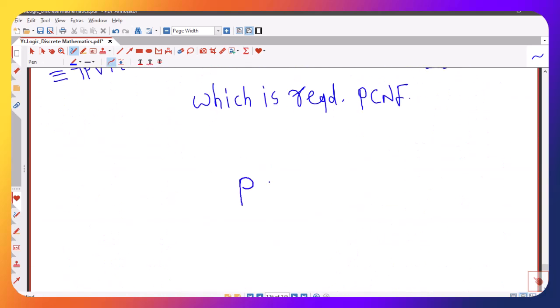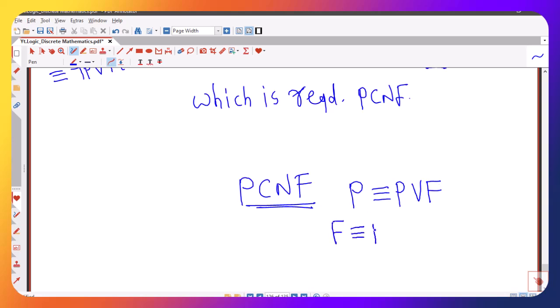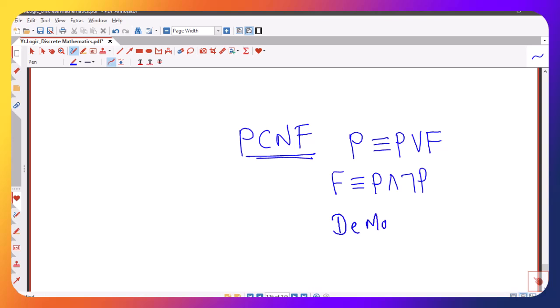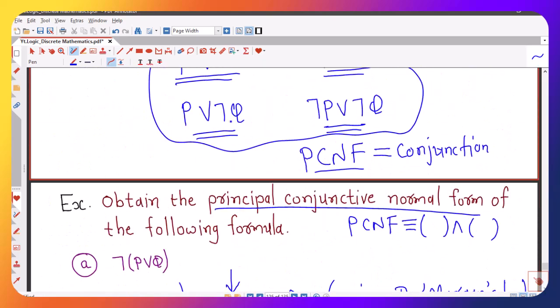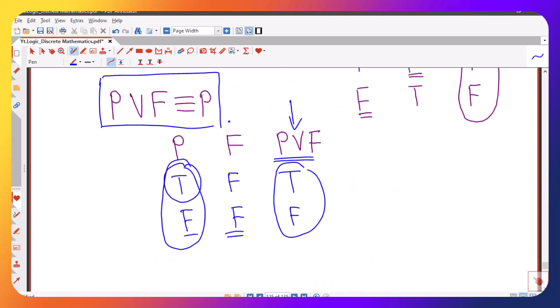In this session we have discussed how we can obtain principal conjunctive normal form without using truth table, and we have used these logical equivalences, that P is always logically equivalent to P or F, and F is always logically equivalent to P and negation P, and we have used De Morgan's law whenever required. We have also used distributive laws. So using all those logical equivalences, we can find out principal conjunctive normal form of a given formula without using truth table. So this is all about this session.